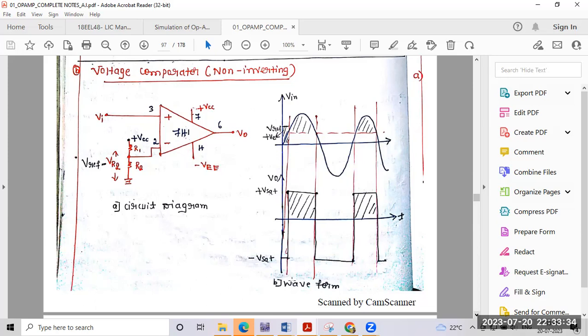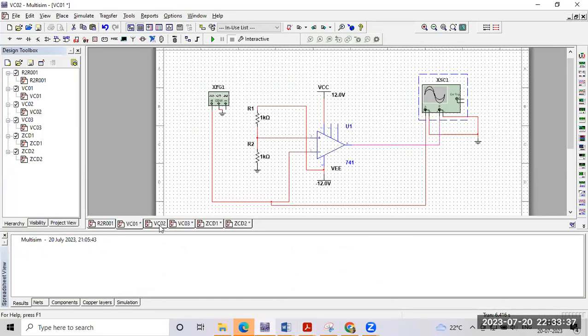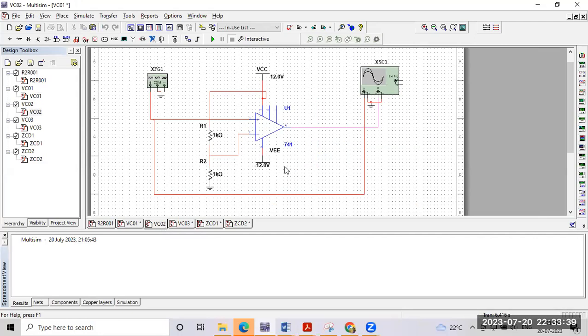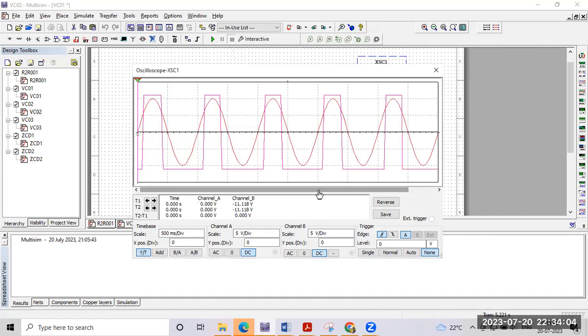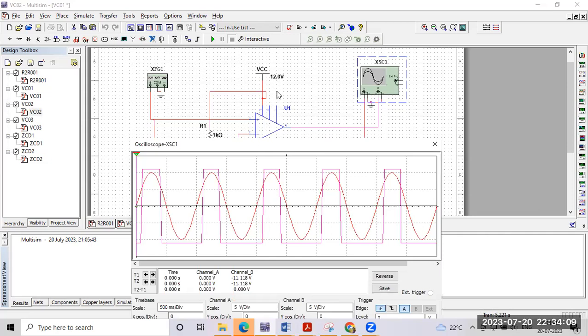Okay, this we need to check in the Multisim software. Now this is our non-inverting voltage comparator. Here I'm going to give the input from the signal generator to the positive terminal. Okay, I'm going to run it. Yes, correct. Here the reference voltage is 6 because VCC divided by 2.